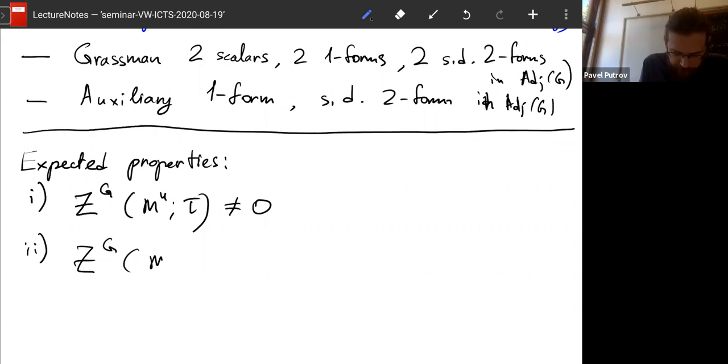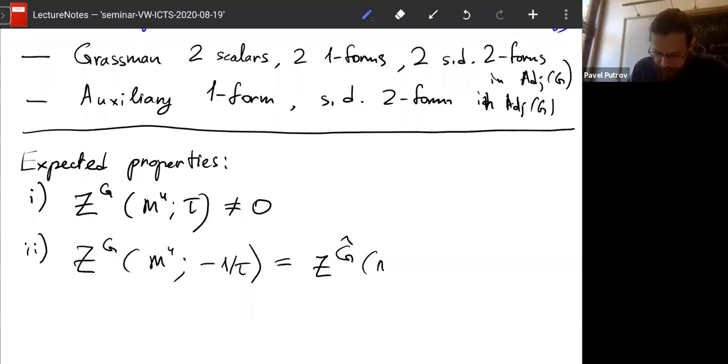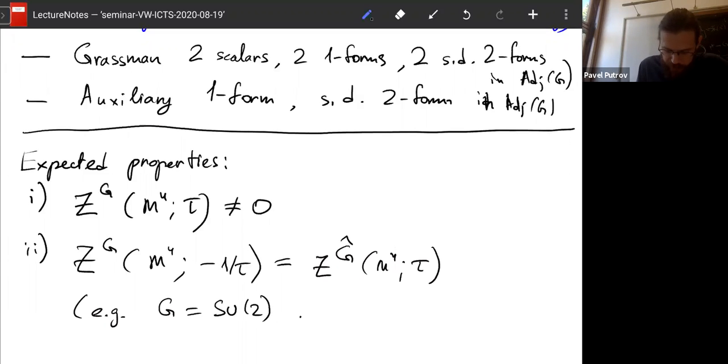Second expected property is that we believe in the S-duality of N=4 super Yang-Mills. This means if one considers the partition function for some gauge group G and this coupling -1 over tau instead of tau, this should be equal to the partition function of the gauge theory with Langlands dual group to G, which I denote by G hat, with coupling constant tau. So G hat is the Langlands dual. In particular, if G is SU(2), G hat is SO(3).